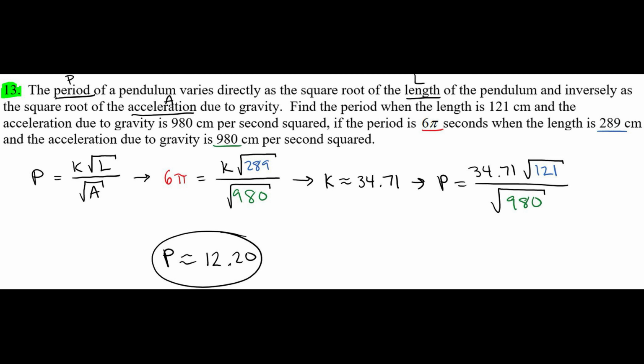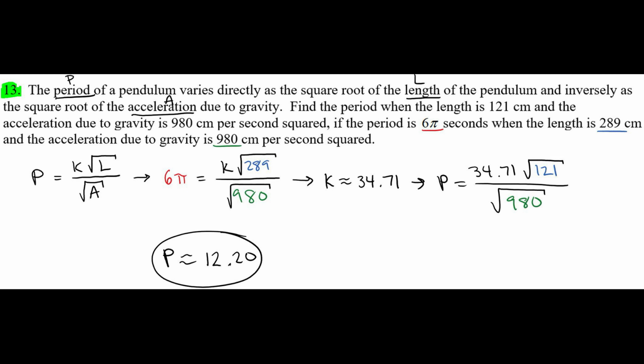So then they give you a situation. It says find the period when the length is 121. So the square root of that's going to be 11, and the acceleration due to gravity is 980 if the period is 6 pi. Oh, okay, so they give it to you backwards, and this is confusing. So they tell you the situation that works down at the bottom, and then they go backwards. So basically, 6 pi equals k times the square root of 289 divided by the square root of 980.